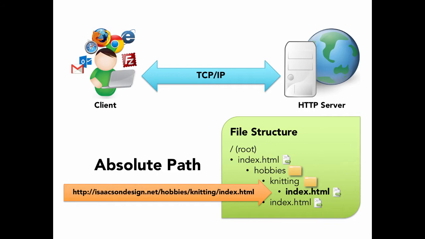So when you make a request for a specific web page, you are making a request for a very specific file found in a very specific location. For example, if I were to go to the main page in the knitting folder, I start by looking in the root, so isaacsondesign.net is our root, then it's in the hobbies folder and in the knitting folder. We are then looking specifically for the index.html. The only problem with these absolute paths, while they're great, is that they can get a little long, especially if you have a larger site.